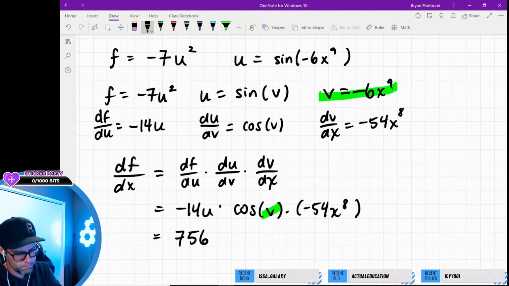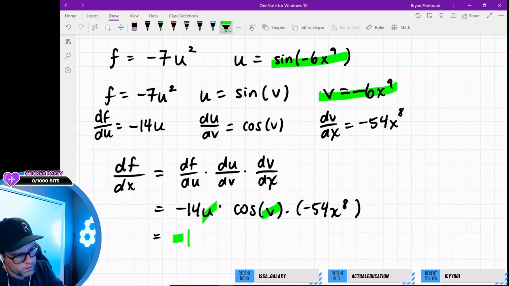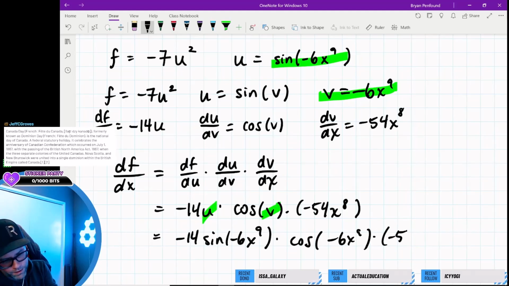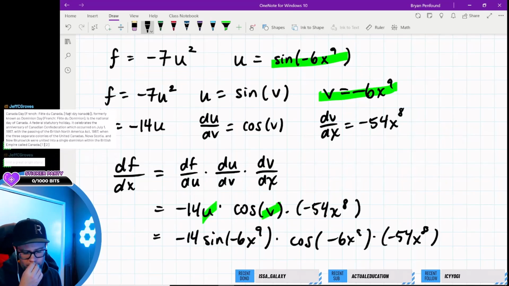756 x to the 8. Well, actually, I don't like that. Let's make these substitutions first. So negative 14, oh, let's do it in black. Negative 14 sine of negative 6x to the 9 times cosine of negative 6x to the 9 times negative 54x to the 8. That's probably fine. I don't think we need to go any further than that.